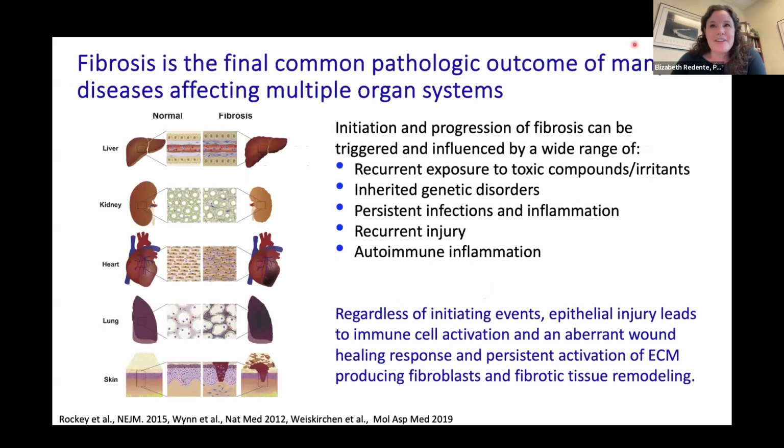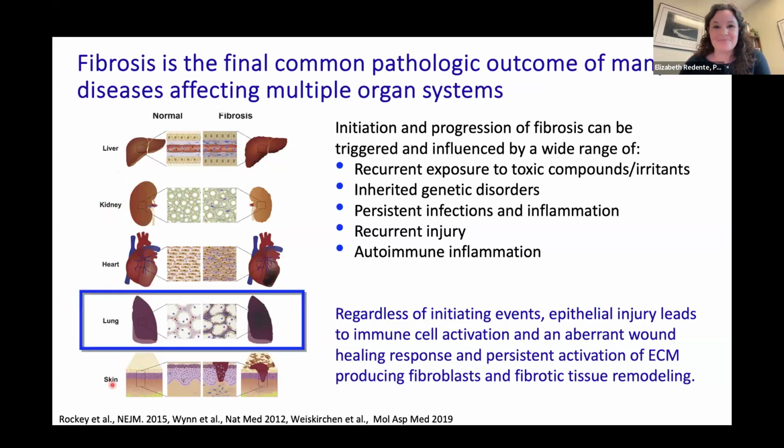Fibrosis is really a common physiological, pathological outcome from many diseases that can affect multiple organ systems. And really, in the simplest terms, it's defined as the accumulation of excess extracellular matrix. This is depicted by the cartoon here on the left side of our screen, where we can see that multiple organs are capable of developing fibrosis through various mechanisms, including cirrhosis in the liver, fibrotic kidney disease, fibrosis in the heart, as well as in the skin. Scleroderma is an example of that. But today, of course, we're going to be focusing in on the lung.